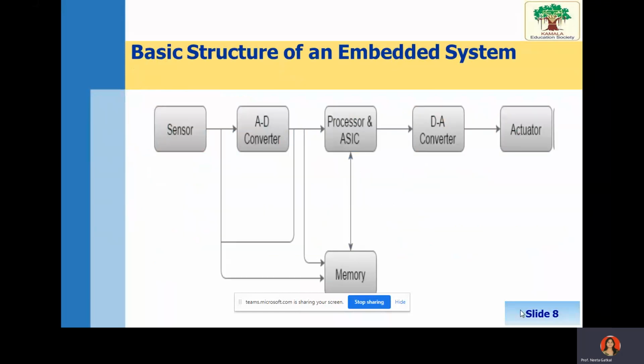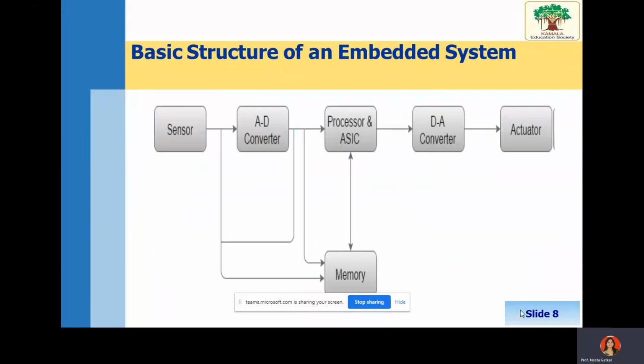Now we'll see the basic structure of an embedded system. If you see in the diagram, there are different blocks given. The first one is the sensor, the second one is the A-to-D converter, which is also called the analog to digital converter. Then the third block is the processor. The fourth one is the D-to-A converter, also called the digital to analog converter. The last one is the actuator. We can also use a display here. And there is one more block called memory. So we'll see them one by one.